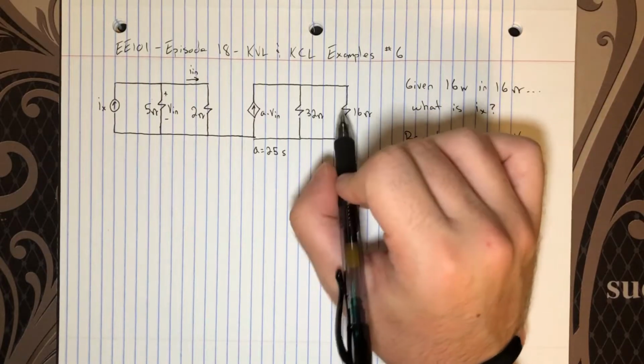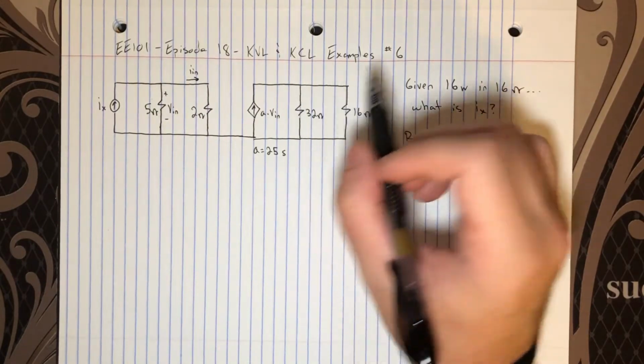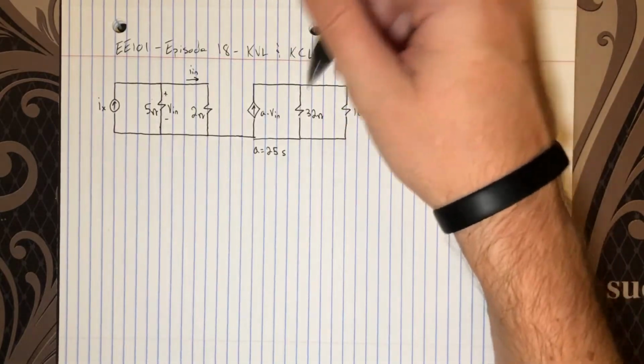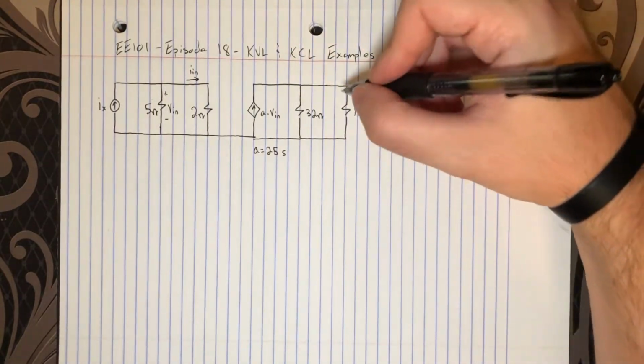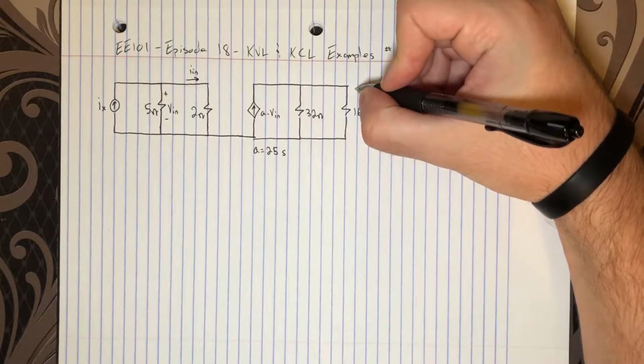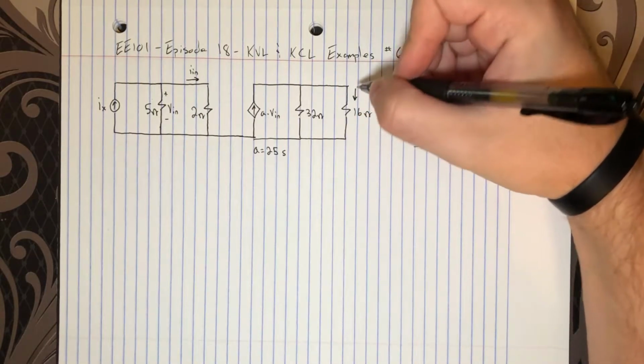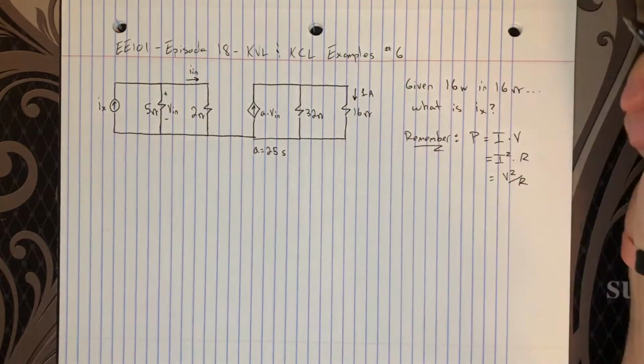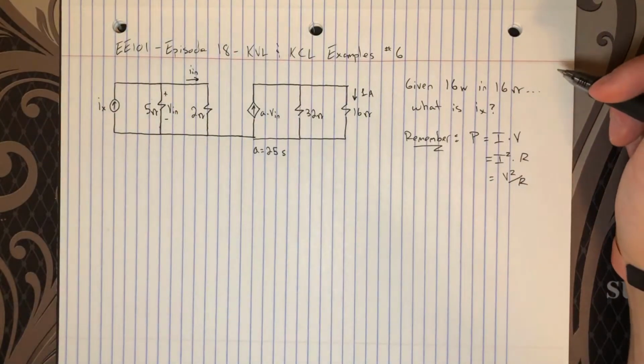and they're both passive, and therefore they consume power, and therefore the current in each of them must flow into their positive terminals. So I can say automatically I know the current in this resistor flows downward in this direction, and it has a 1 amp magnitude.